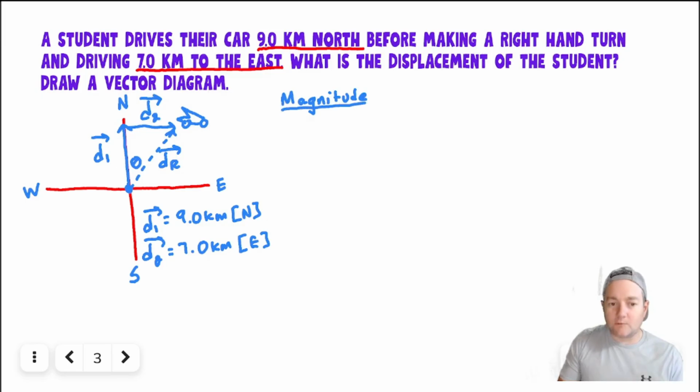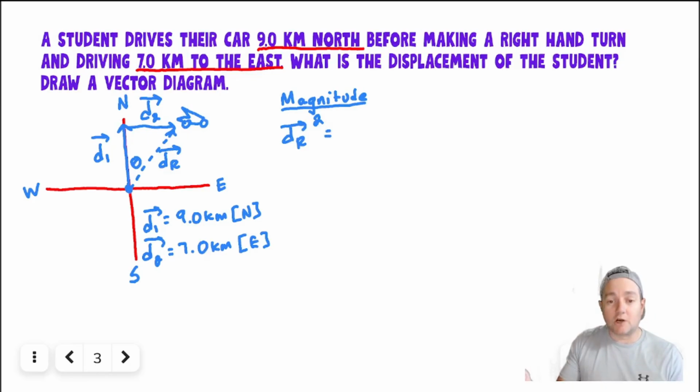Now, when I drew my vector diagram, I put variables on them. So I labeled D1, D2, and DR. Some teachers might say to put the numbers there. It's up to you. I tell my students to put the variables there just because we want to keep it consistent with what we would do if we were doing a vector diagram for relative velocity, which is coming, right? So we'll do our Pythagorean theorem.